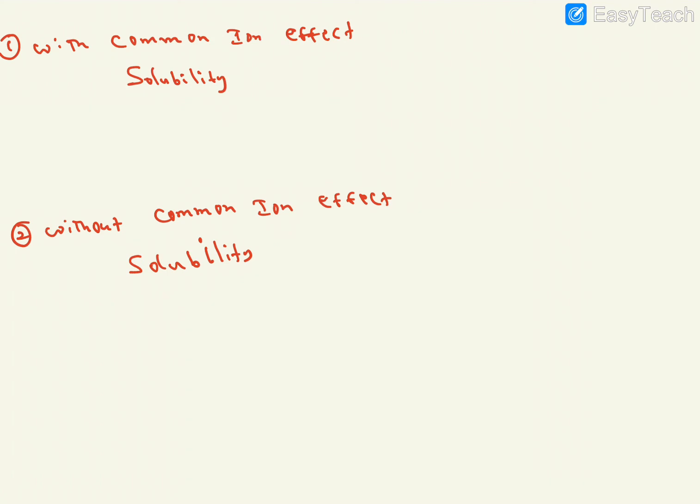Finally, I will give some conclusion here. Two cases with the common ion effect: what is the solubility formula? This is called the new solubility, because with the common ion effect we get a different solubility. So the new solubility is equal to Ksp, whatever solubility product value they give, divided by C to the power n.